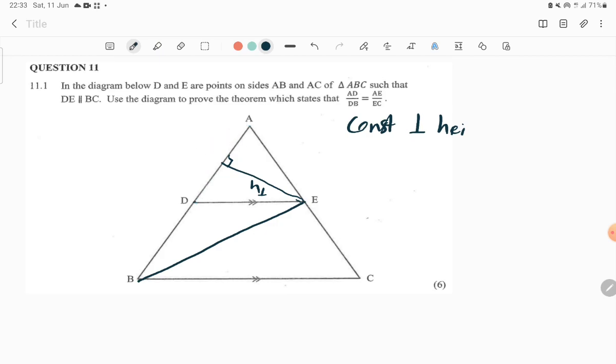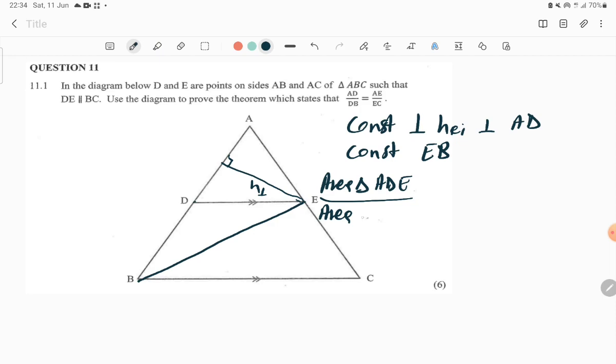Now we construct the height to be perpendicular to AD, and construct the line EB. Good. Now we are calculating the ratios of these areas. So we have the area of triangle ADE divided by the area of triangle EDB.